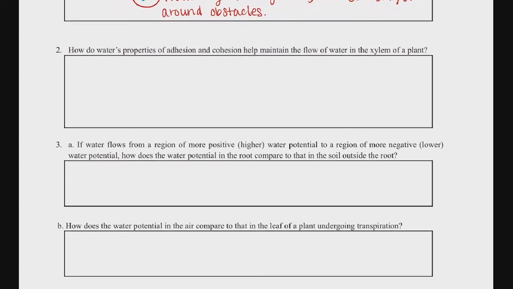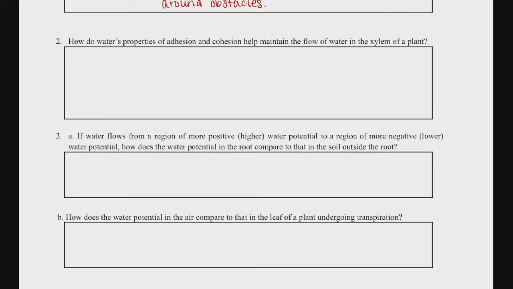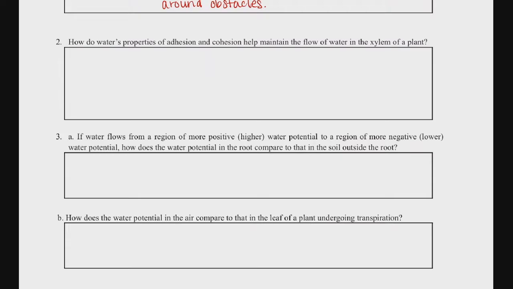Cool. So moving on to 2 and 3. How do water's properties of adhesion and cohesion help maintain the flow of water in the xylem of a plant? A lot of adhesion and cohesion deals with water potential, and we'll talk more about that in question 3 and 4. But adhesion occurs when the water molecules cling to the xylem tissue, so it's adhering to something other than itself. And cohesion, which you think of like things coming together, occurs when water molecules stick to one another. So when you have both combined, it helps with the flow of water up the plant. So water molecules cohere and adhere to the sides of xylem vessels.